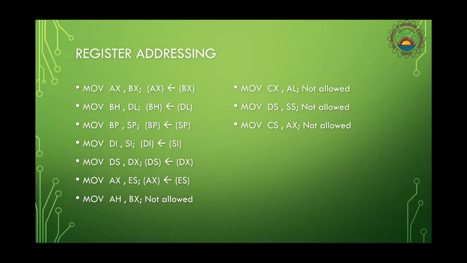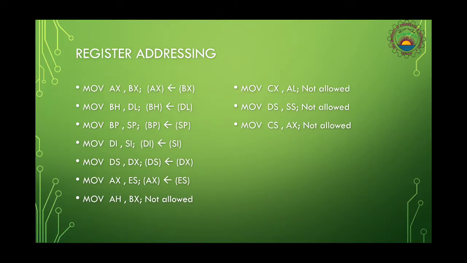Third instruction is move bp comma sp. So you are having pointer registers here. bp is base pointer, sp is stack pointer. Both registers are general purpose registers of 16 bit. So contents of sp will be copied into bp, sp will remain same, bp will change. Then you are having another instruction move di comma si.